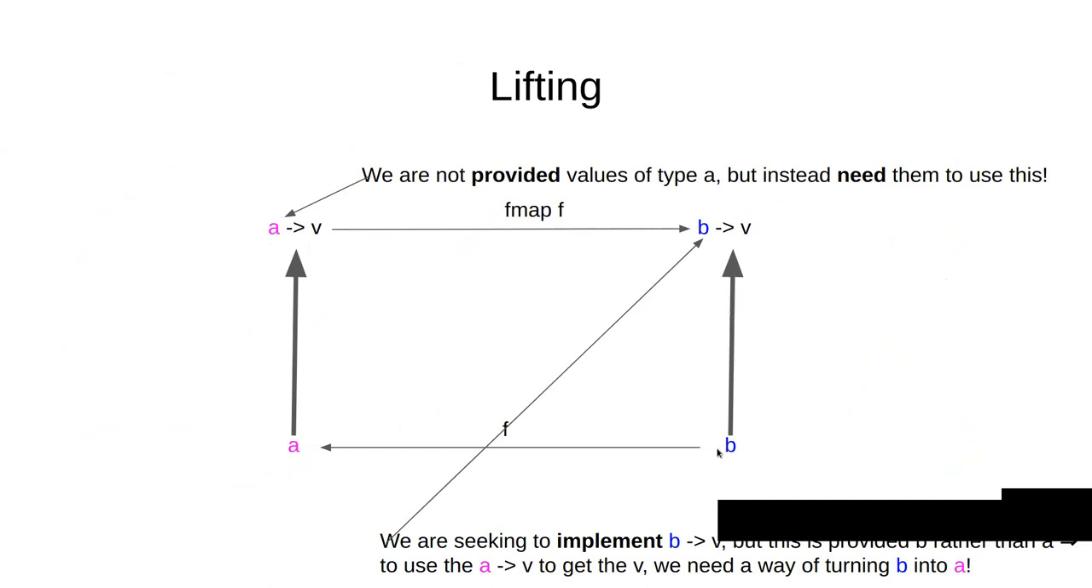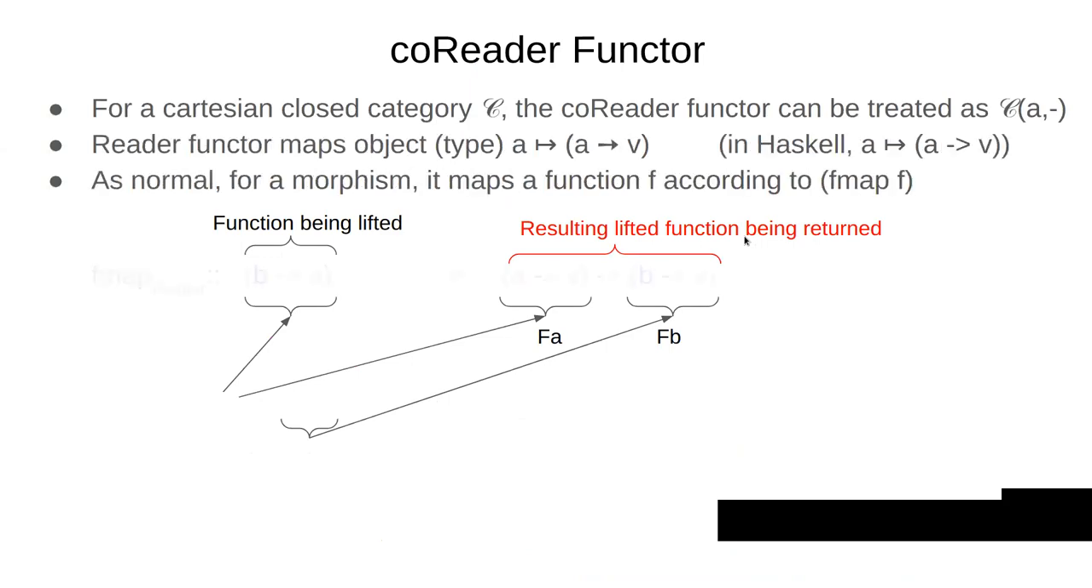And here, we want to implement this. We want to get one of these from one of these. So how do we do it? Well, we have a mapping from a B to A, and that's going to allow us, if we're given a B, to hit it with this map, which will turn into an A, which we can process with this to get a V, and we can return a V as a result.